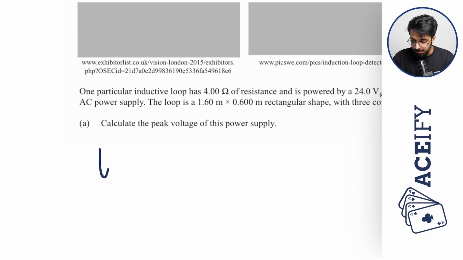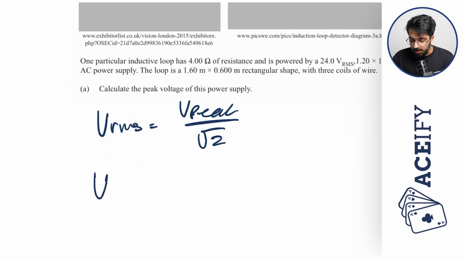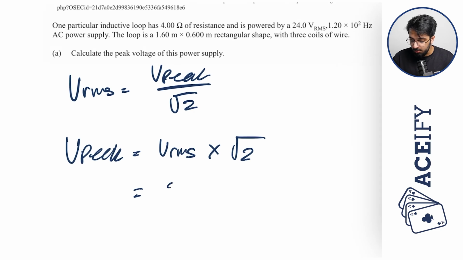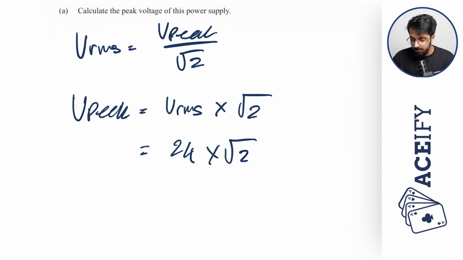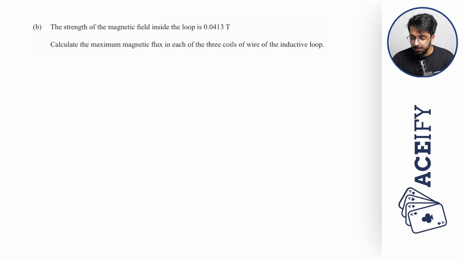Alright, so V RMS is equal to V peak over root 2. If you don't know where this equation comes from and you're wondering, I have a video on it on my electricity playlist, so you can go check that out. But essentially, to calculate the peak voltage, we just need to rearrange. So we have V peak is equal to V RMS multiplied by square root 2. And so we have an RMS voltage of 24 multiplied by root 2. And this gives a peak voltage of 33.94 volts. The strength of the magnetic field inside the loop is 0.0413 teslas.